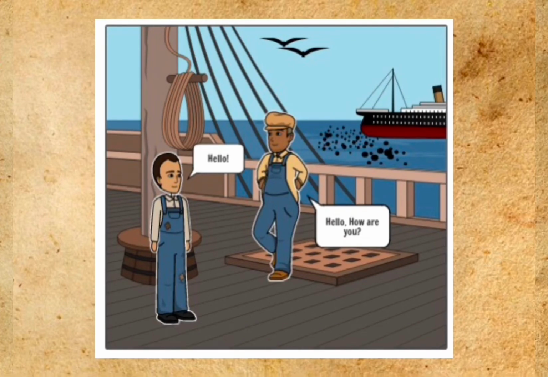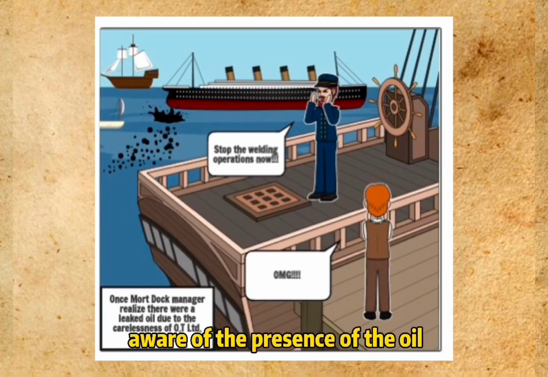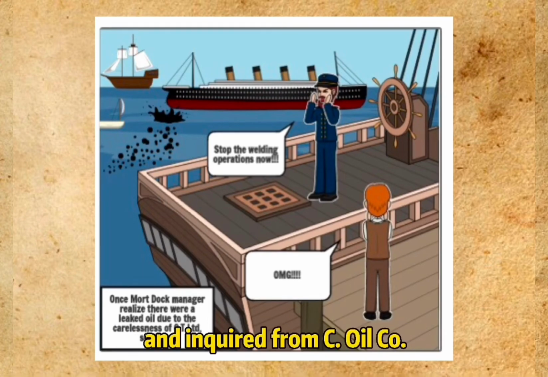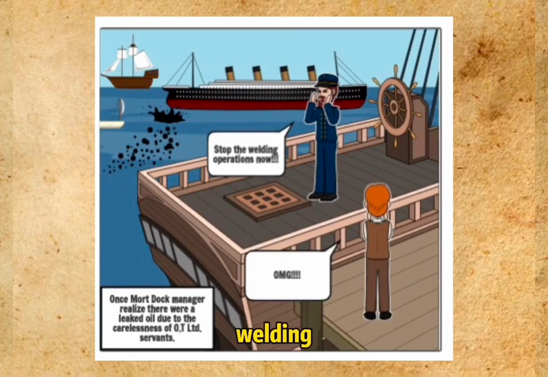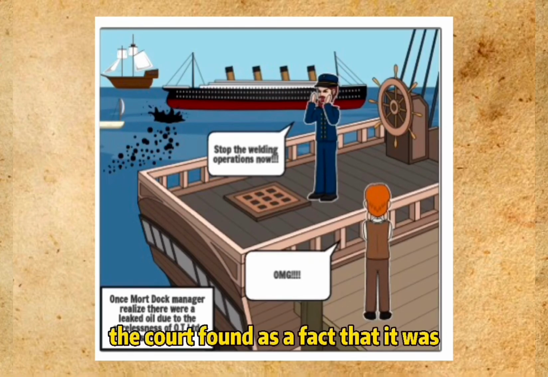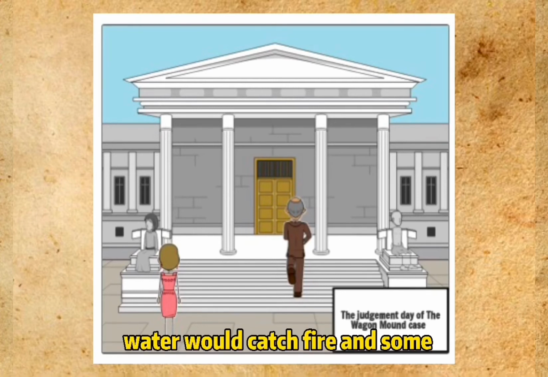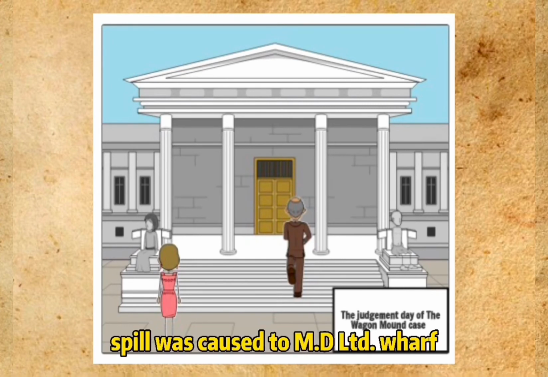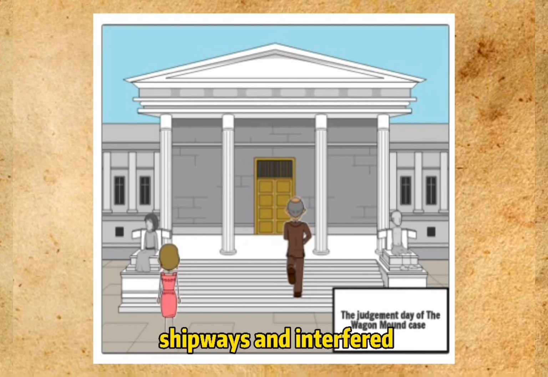Welding was being carried out on the Corrimal, but when Mort's Dock Limited's manager became aware of the presence of the oil, he stopped the welding operations and inquired from Caltex whether they could safely continue welding. The court found as a fact that it was unforeseeable that fuel oil spread on water would catch fire, and some foreseeable damage from the oil spill was caused to Mort's Dock Limited wharf, in that oil had got onto the shipways and interfered with their use.